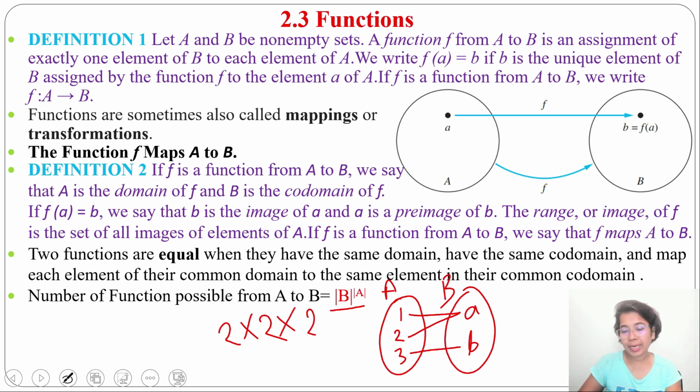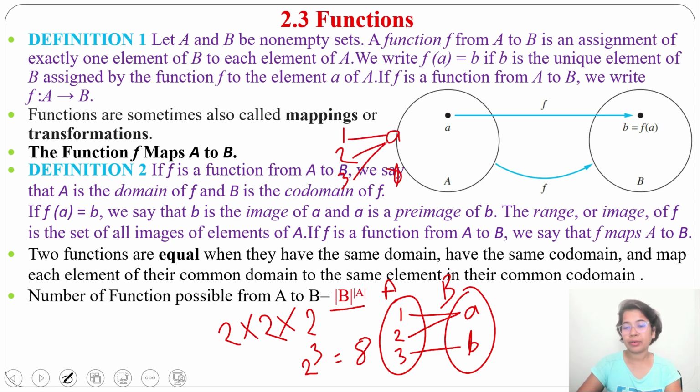So the number of elements in set B to the power of the number of elements in set A, or you can say the cardinality of B to the power of the cardinality of A. Here it's 2 to the power 3. There are 8 different functions possible. 1, 2, 3, here a, b, all can map to a.